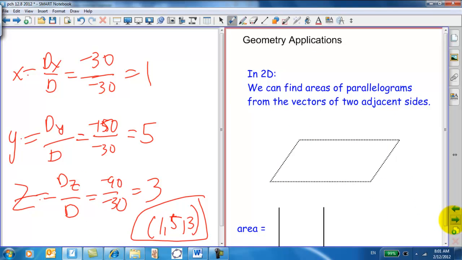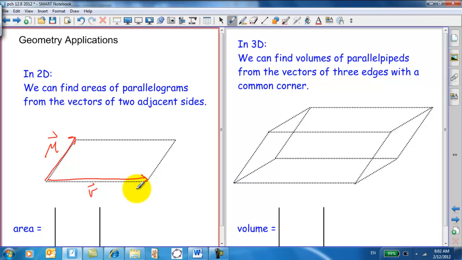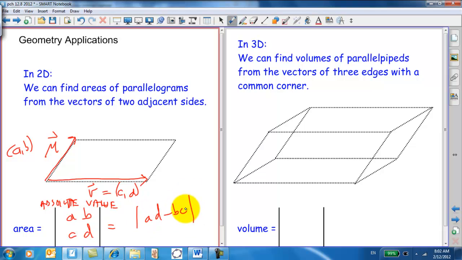All right, I want you to be aware of the other applications too. Here are the geometry applications. In 2D, we can find the area of a parallelogram from the vectors of 2 adjacent sides. So if I have this vector, let's call it vector U, and this is vector V, and we're in 2 dimensions, and so let's say U has coordinates A comma B, and V is C comma D. Then we get the area as the absolute value of the determinant of this matrix of the 2 vectors A, B, C, D. So it becomes the absolute value of AD minus BC. That works out very handy.